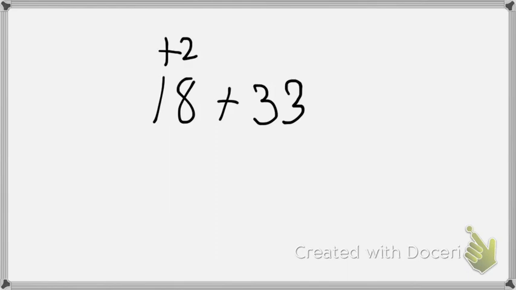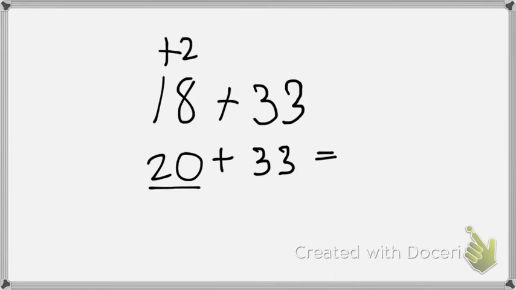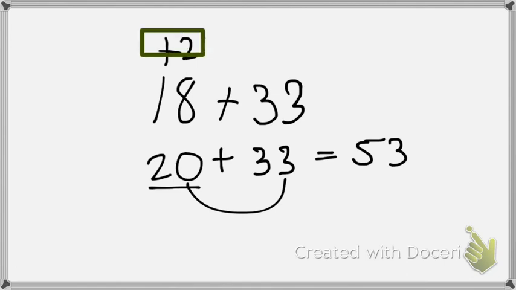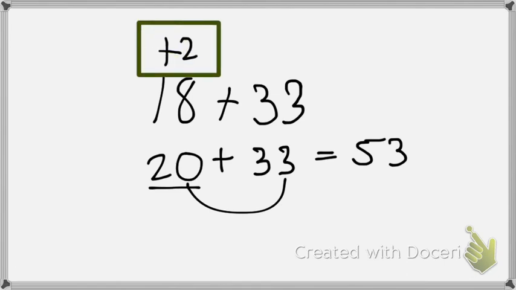Okay, 18 plus 2 is 20, plus 33. 20 plus 33 is easy because we've got a nice, easy, tidy number. So 20 plus 30 is 50, and 0 and 3 is still 3. The answer is 53. Now I remember that I plussed 2 at the start. So if I plussed 2 at the start, I need to minus 2 at the end. 53 minus 2 is 51. My final answer is 51. Take a tick if you got the same.